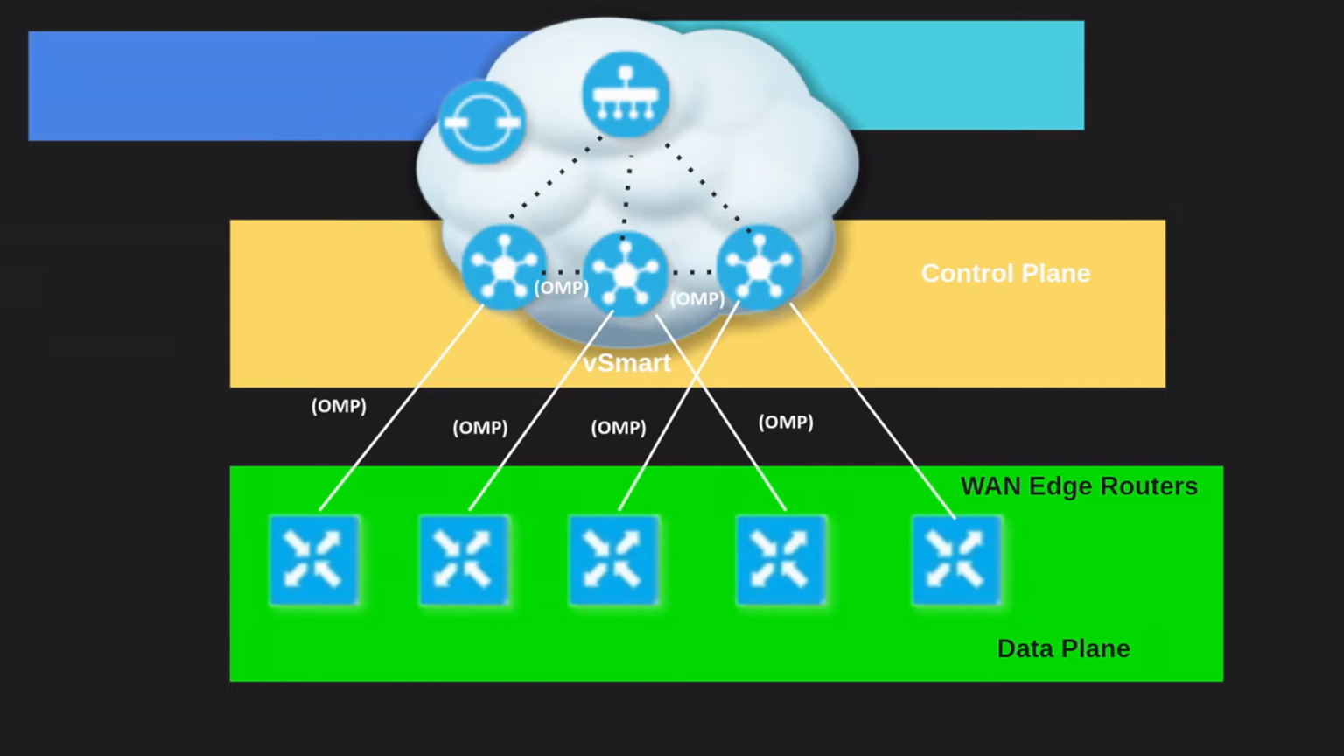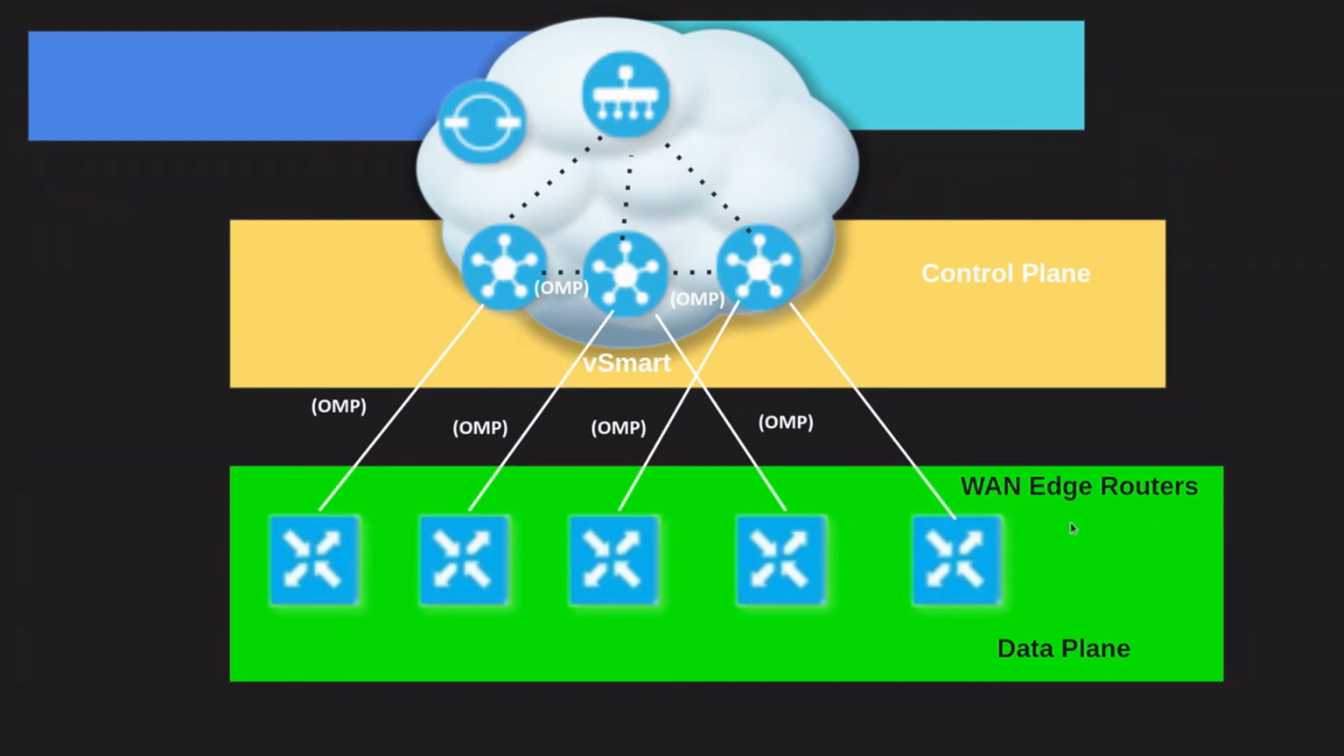And this is because the control plane is centralized. You are not required to build control channels between all Cisco WAN edge routers directly. All you have to do is reach out to the vSmart, and the vSmart will give you the update. You don't need to have a mesh network. All you have to do is connect to the vSmart, and the vSmart will give the WAN edge routers everything they need.